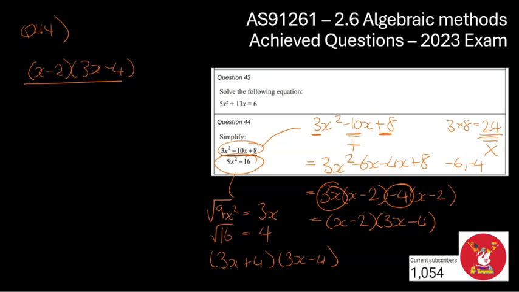So I'm going to write those brackets up here to complete my fraction. So it's going to be 3x plus 4, and then we're going to have 3x minus 4. Liking what I see here, I've got a factor on the top and the bottom, which I can cancel out, leaving me with x minus 2 divided by 3x plus 4.